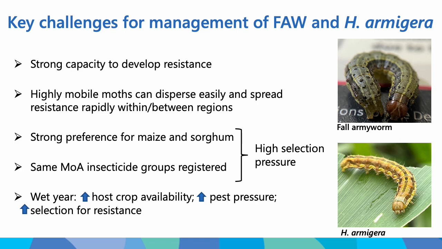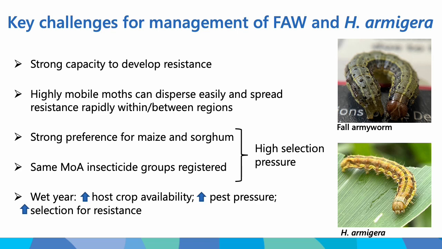And I guess the other consideration is, with the recent wet conditions that we've seen across much of eastern Australia, we'd expect that to drive host abundance, including both crop and non-crop hosts, things like weeds and pasture species, for example, and that's going to drive pest pressure up. And so that means more spraying and higher selection for resistance as a result.